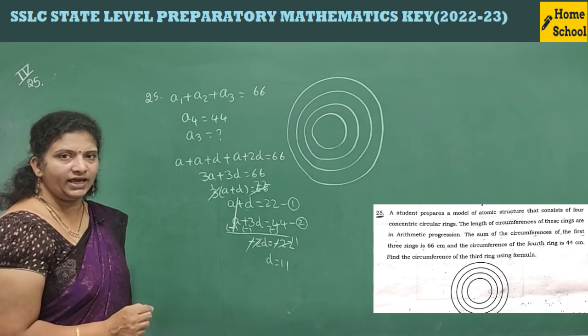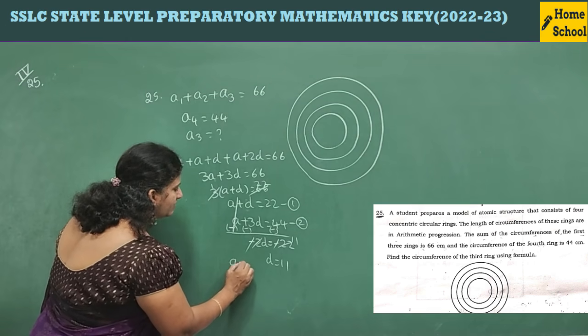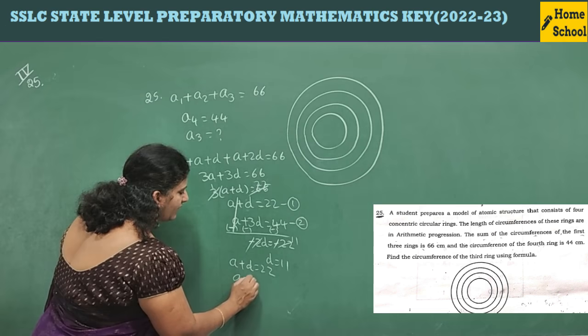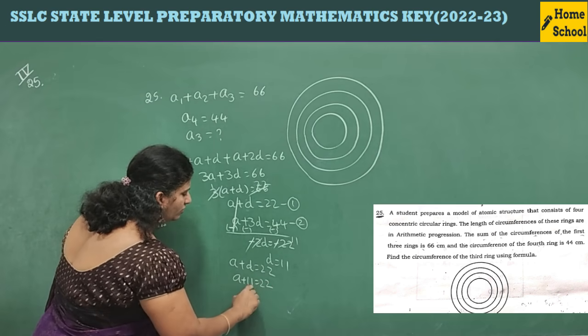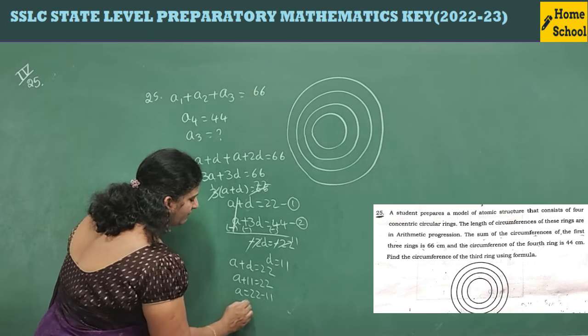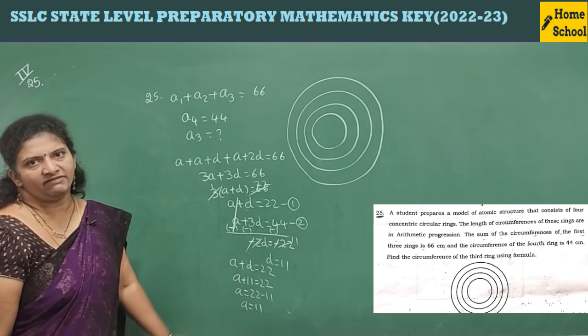Now we need to find a. Substitute this d value in any one of the equations. Let me substitute in the first equation. That is a plus 11 is equal to 22. 11 transpose other side. a is equal to 22 minus 11. a is equal to 11. a is 11, d is 11, we got.